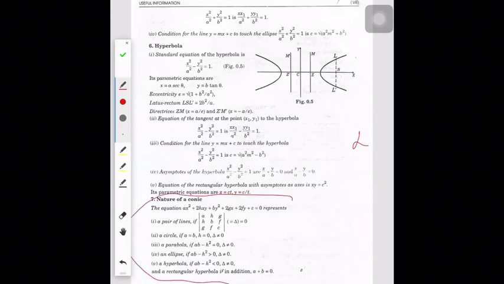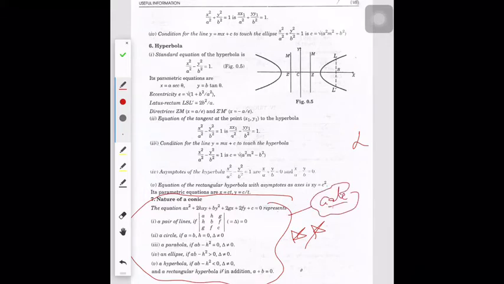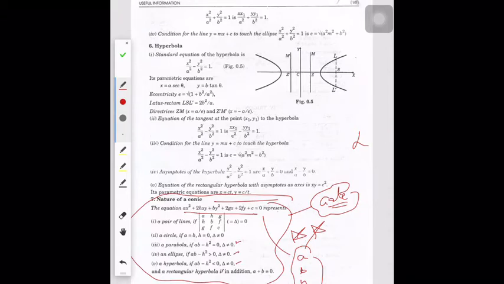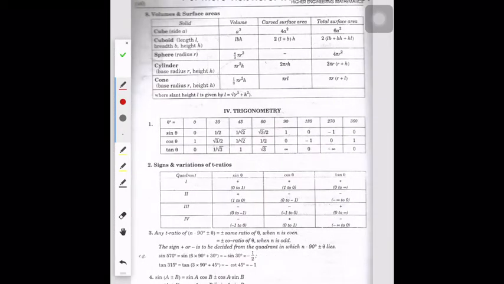But this is very important. Based on the equations, in GATE many times questions are asked on this. They will give some equation; compare it with the standard equation and get the value of a, the value of b, the value of h. By using ab minus h square you can say whether it is a parabola, ellipse, hyperbola, and so on.